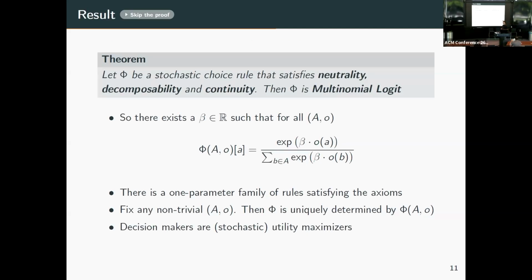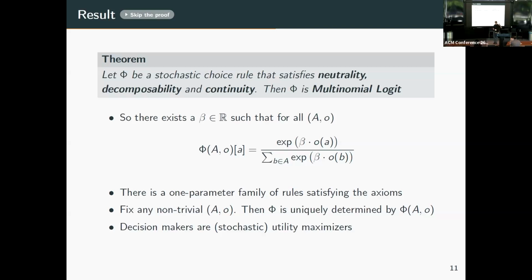How technical is continuity? It seems to rule out a lot of stuff. It rules out two reasonable rules and a lot of crazy rules. Sorry, it rules out what? It rules out two reasonable rules and lots of crazy rules. So reasonable rules are the following.